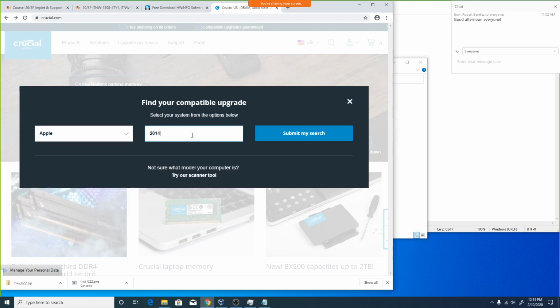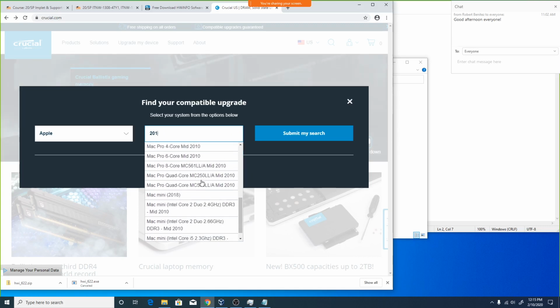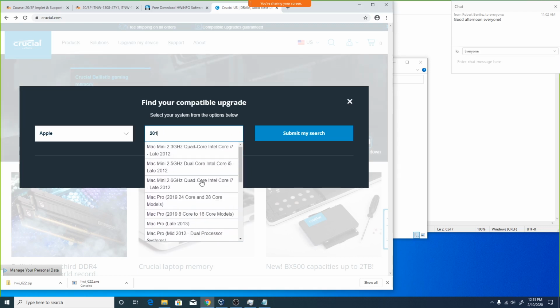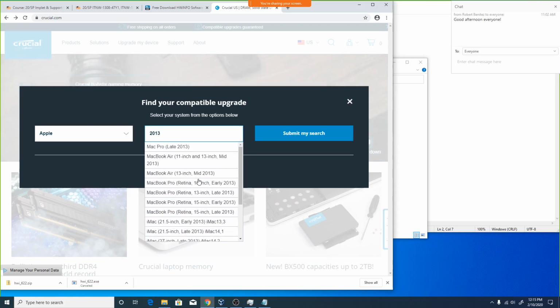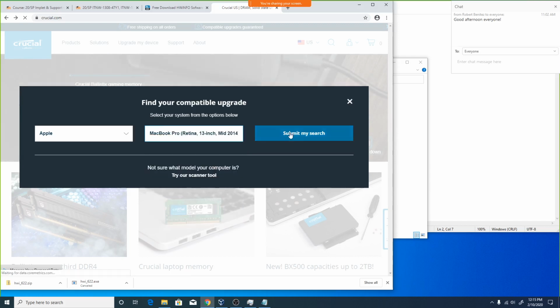So what about a 2014? Maybe not. Did they just not make any in 2014? What? Oh wow, I think they might not have. Oh no, they're there. Okay. MacBook Pro, Retina 13, 2014. Let's go.